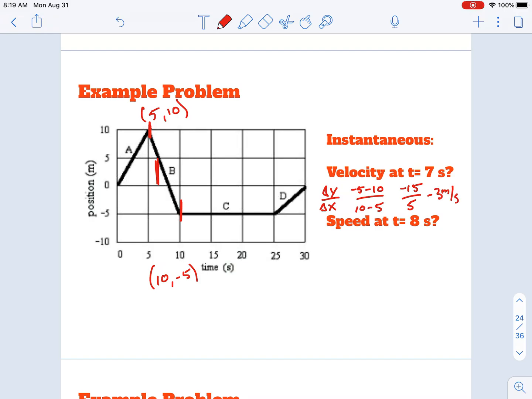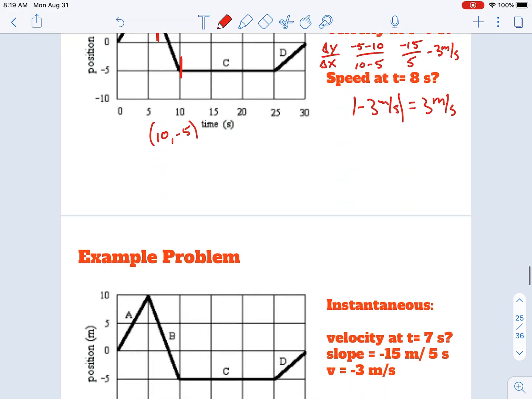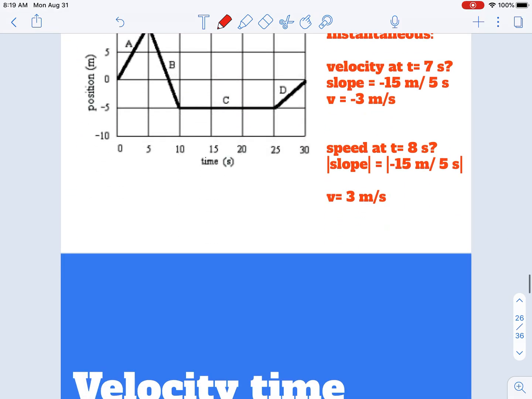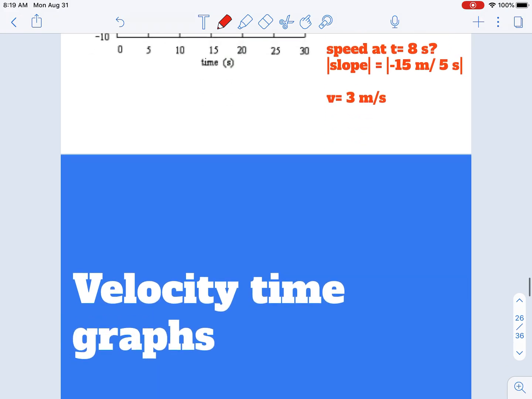And if you remember what we said earlier, all we need for the instantaneous speed would be to take the absolute value of the slope. And because 8 seconds falls on the same line segment as the 7 seconds, we can take the absolute value of our -3 meters per second, which just tells us the speed is 3 meters per second. We're going to use that in a few minutes to solve some problems and to convert a position time graph into a velocity time graph.